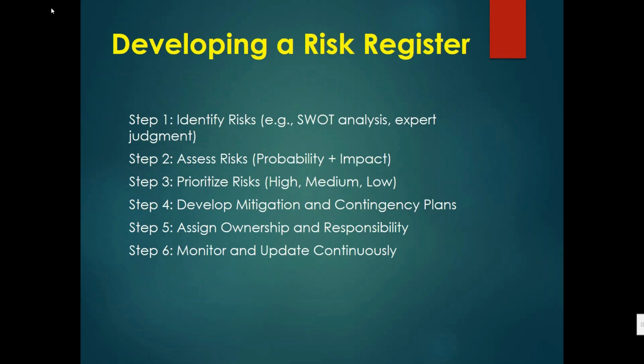Next, developing a risk register. Step number one: identify risk, for example, SWOT analysis, expert judgment. Step two: assess the risk, probability plus impact. Step three: prioritize risk, high, medium, low. Step four: develop mitigation and contingency plans. Step five: assign ownership and responsibility. Step six: monitor and update continuously.